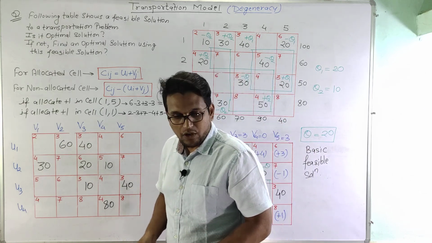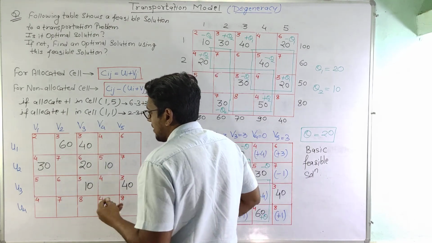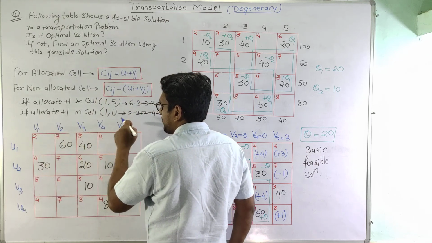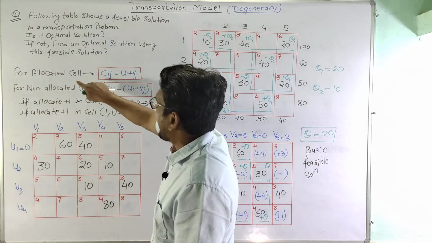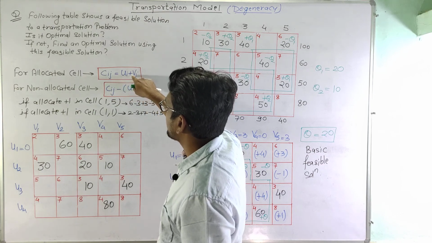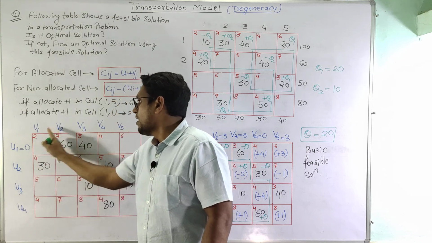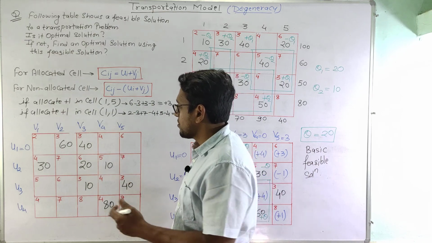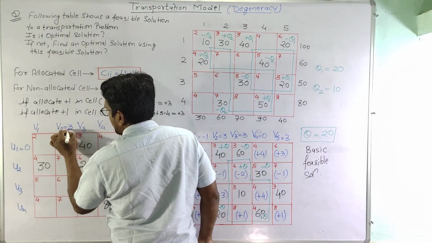So again we will do an optimality test, and for that we will have a set of variables u1, u2, u3, u4, v1, v2, v3, v4, v5, and we will take u1 equals to 0. So for allocated cell, we will see that Cij is equals to ui plus vj. From this equation we will calculate the values for all the variables, and for non-allocated cell we will calculate this value.